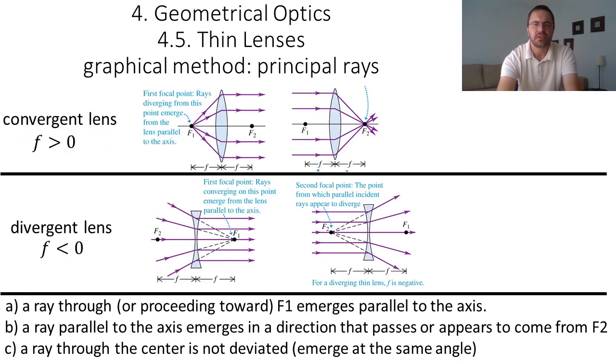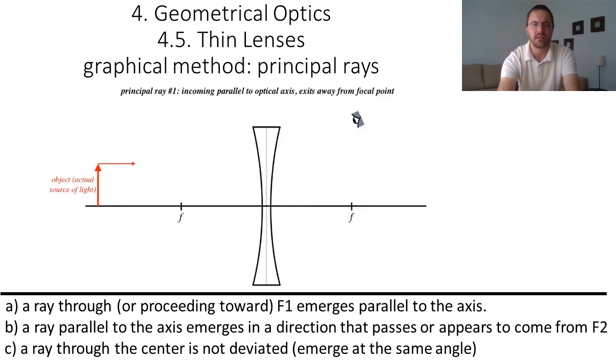Now, for a diverging lens, the rules for principal rays are exactly the same, but keep in mind that the focal length of a divergent lens is negative. And so what this means is that the first focal point is on the outgoing side of the lens, and the second focal point is now on the incoming side of the lens. So those are reversed compared to the case of a convergent lens.